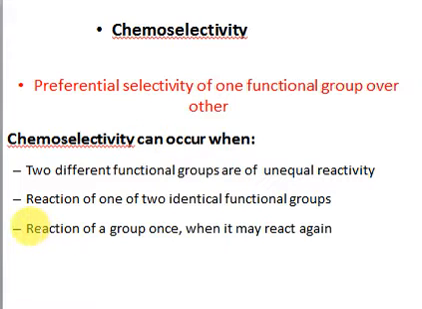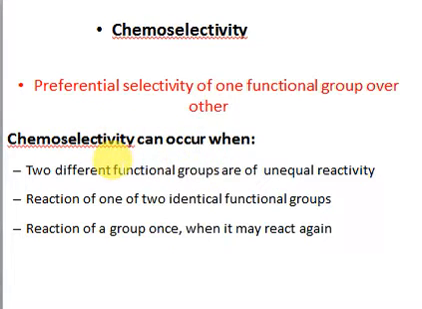The third possibility is that the reaction of the group can occur twice, but we want to react it only once, right? For example, if you have a primary amine, you know that a primary amine can undergo double alkylation because it has two hydrogens which can be replaced. But you want to replace only one of the hydrogens, so you want the functional group to react only once. However, it may react twice, right? So these are the three cases in which chemoselectivity occurs.